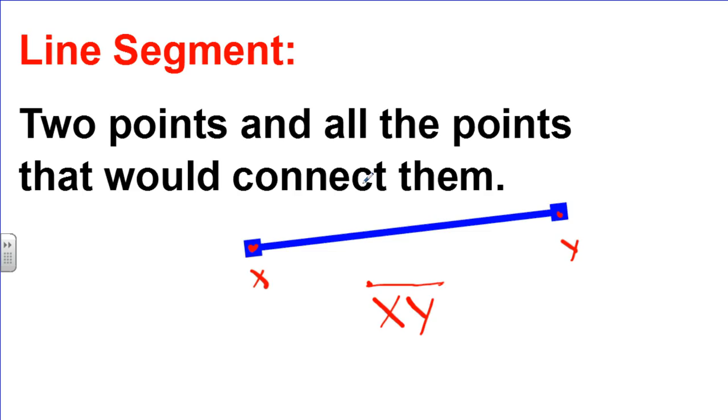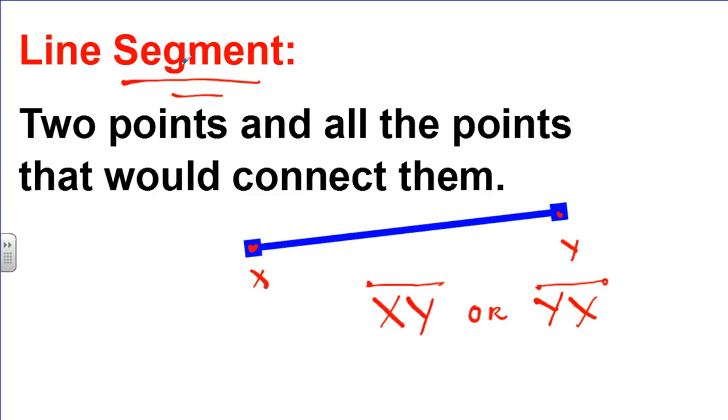You can put these little dots on the end, but you don't need to. It's a line segment. There's another way that you can name this line segment. Because the directionality is not important, you could call this either line segment XY or line segment YX. Right? So that's a line segment. That's part of a line. Segment means part of something.